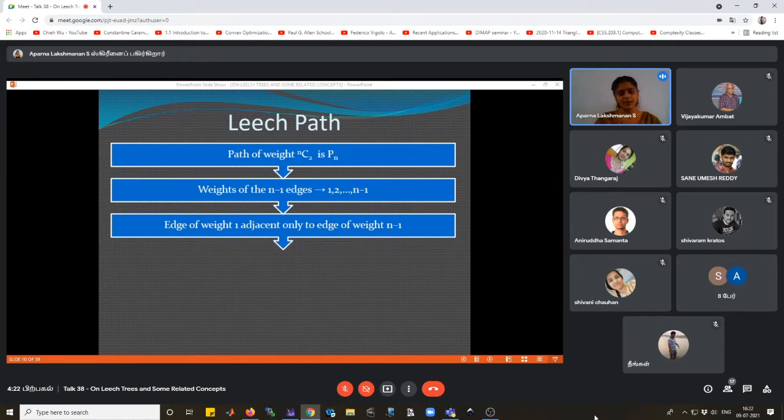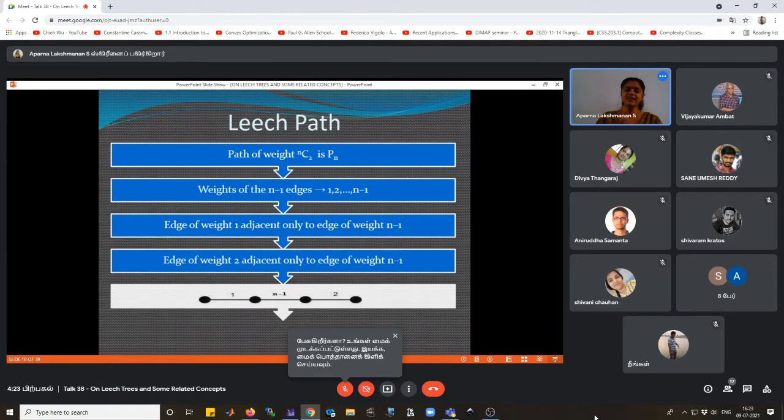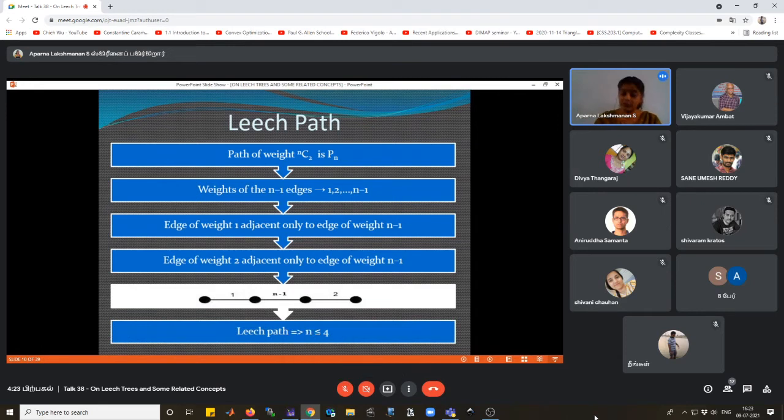2 is a pendant edge, so I can't extend further. 1 is a pendant edge, so I can't extend in this direction also. Both are very particular that n minus 1 must be near them. Okay, so that settles the case. There are no leech paths of length greater than or equal to 5. So the only leech paths are P2, P3 and P4. And for all these 3 graphs, we have already obtained the labeling, so they are leech paths. Okay.